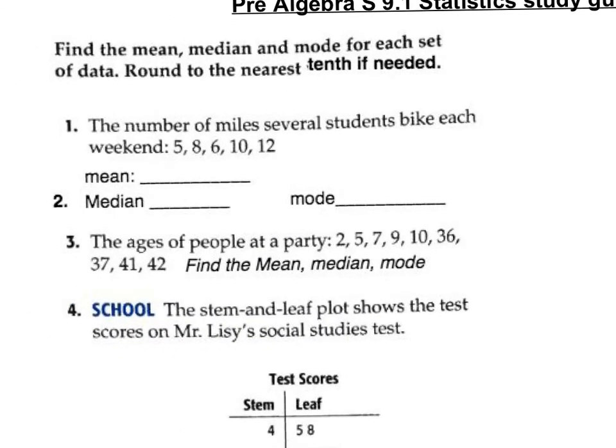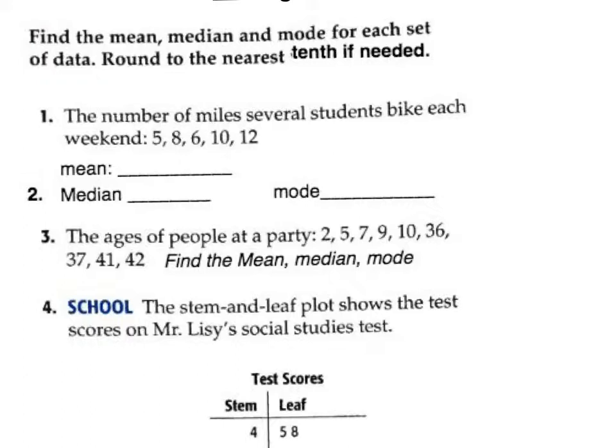So the first part is asking you to find the mean, the median, and the mode. To calculate the mean, we add up all the numbers and divide by the total number of items. 41 divided by 1, 2, 3, 4, 5, and we get 8.2.